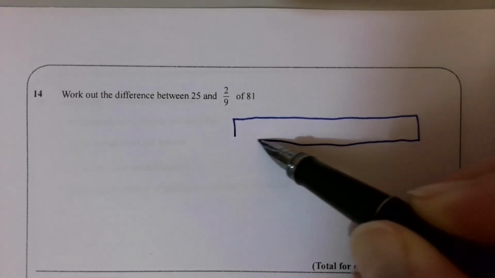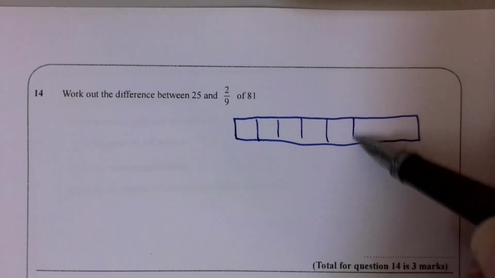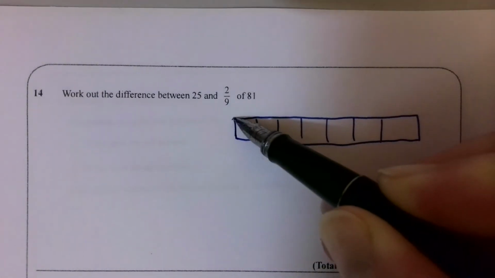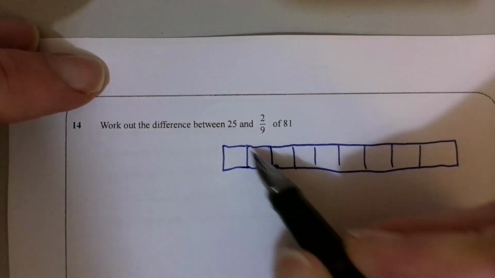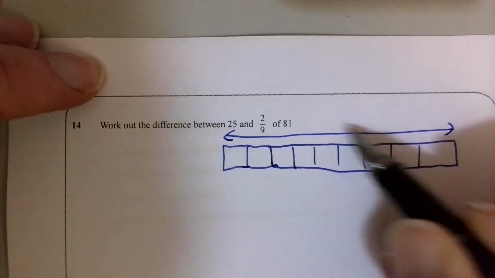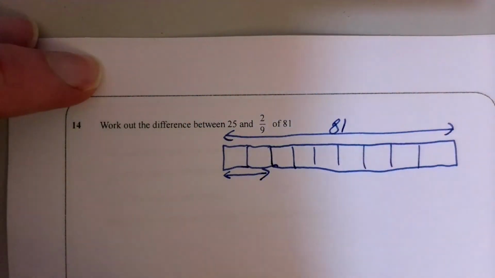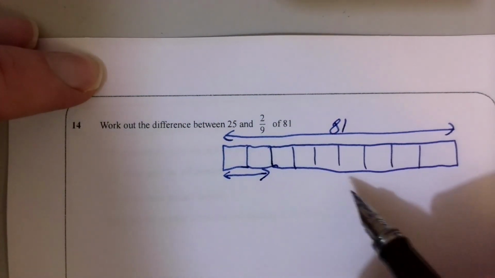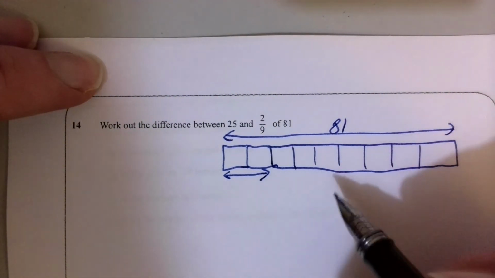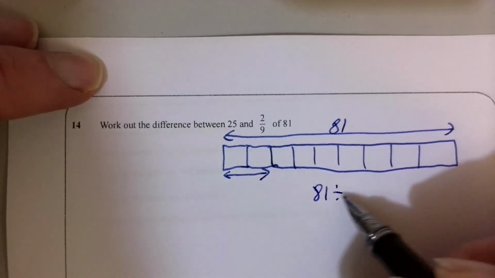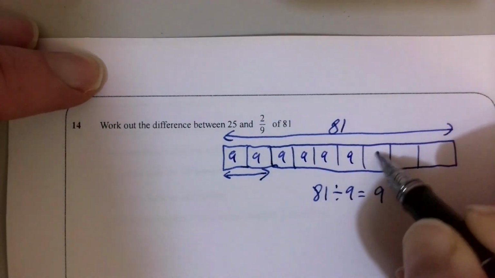So I'm going to need a nice long bar so I can split it into 9. 1, 2, 3, 4, 5, 6, 7, 8, 9. So 81 is our whole bar, and we are looking at 2/9 of it, so we want that much. So first of all, we need to find out what 1/9 is. Well, you know how to do that. You find 1/9 by dividing, because we want the same number in each one. 81 divided by 9 is 9, so we'd have 9 in every single one of these all the way.